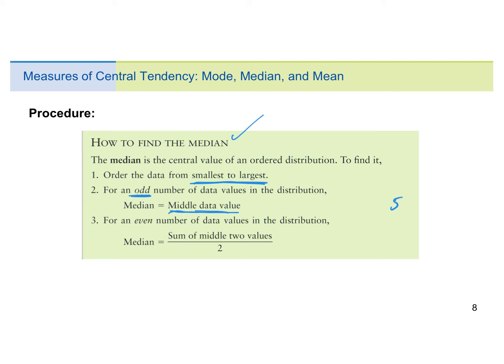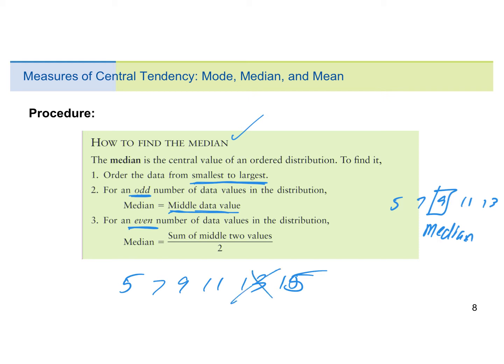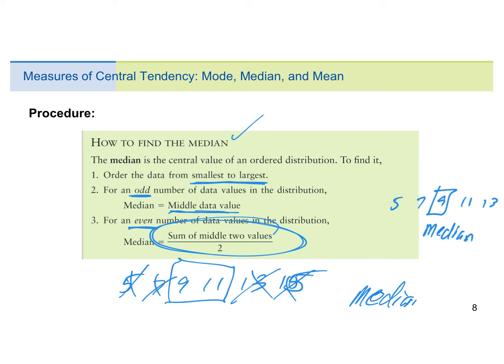So think about it. If you have 5, 7, 9, 11, and 13, 5 data pieces, the 9 would be smack dead in the middle. This would be your median. But if there's an even number, 5, 7, 9, 11, 13, and 15, then you say to yourself, okay, we got 1, 2, 3, 4, 5, 6 pieces of data. Chop off 2 in this direction, chop off 2. You're left with 2 numbers, 9 and 11, and you have to average them. 9 and 11 is 20. 20 divided by 2 is 10. The median of this example would be 10.